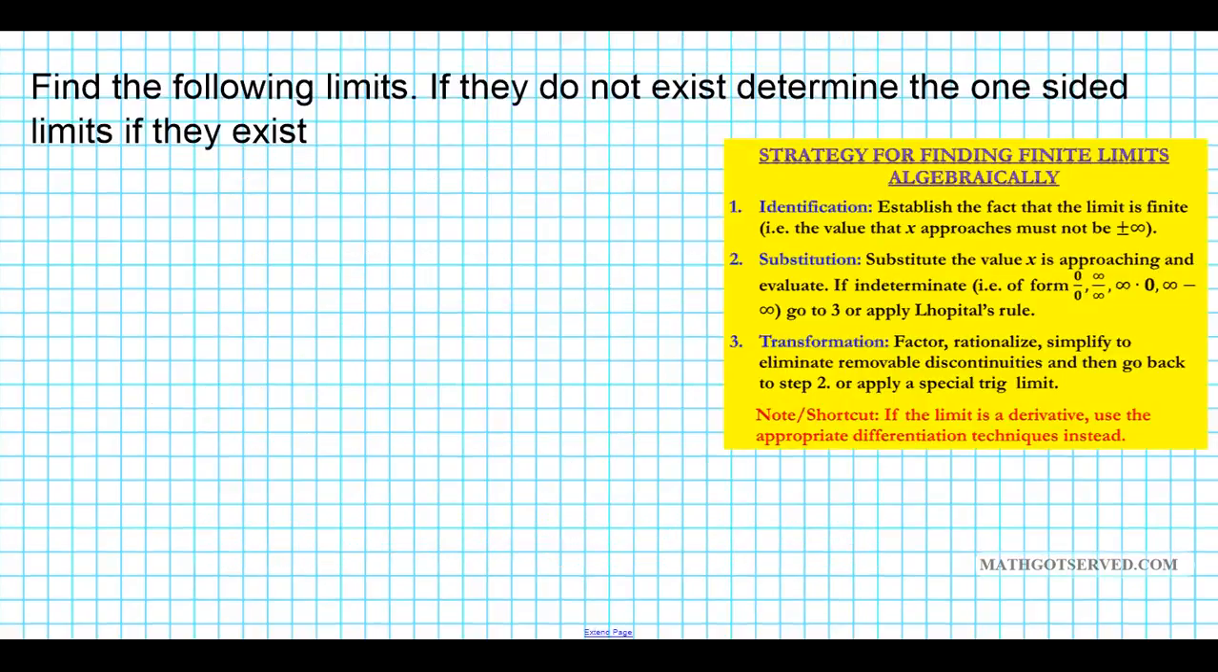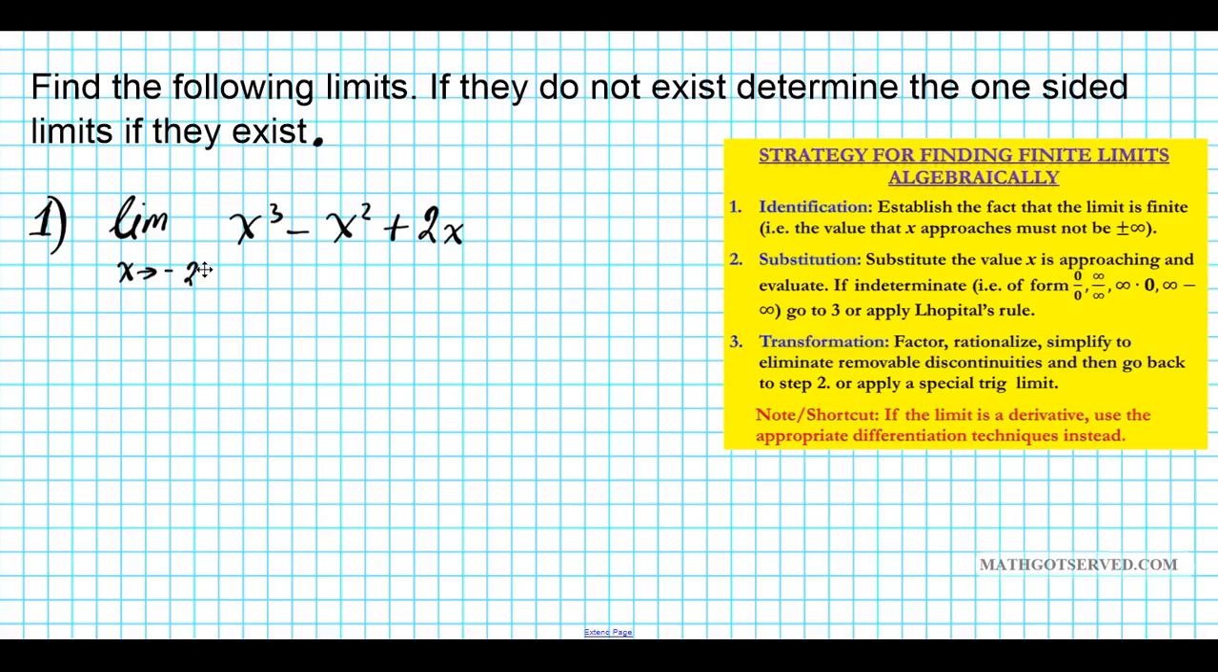Okay, so the instructions are for us to find the following limits. If they do not exist, we are to determine the one-sided limits if they exist. We have our strategy guide on the side here for your reference. Problem number 1. Now, what if we were to find the limit as x approaches -2 of x to the third minus x squared plus 2x.